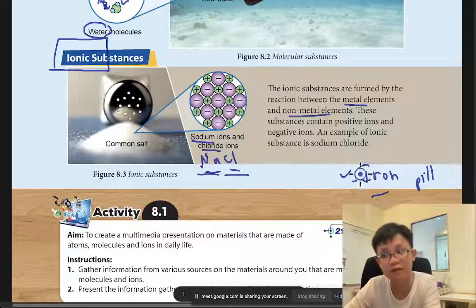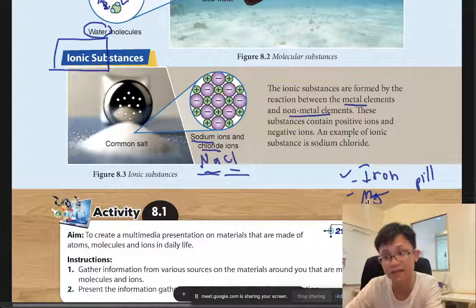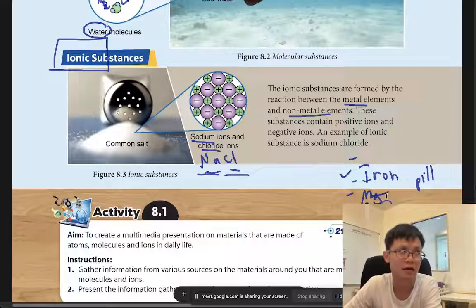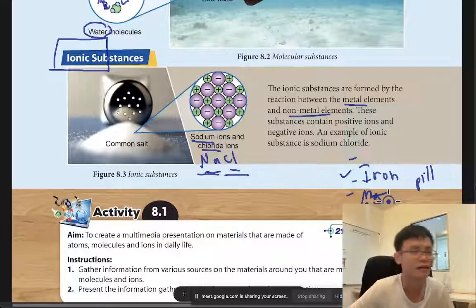If you still remember human nutrition, you need iron to build red blood cell. You also need like magnesium. You need calcium. Calcium is also metal, just in case if you don't know. And some more what? Calcium, magnesium, phosphorus. All this is a metal. Human need metal, but a little bit only lah. You don't need a lot.